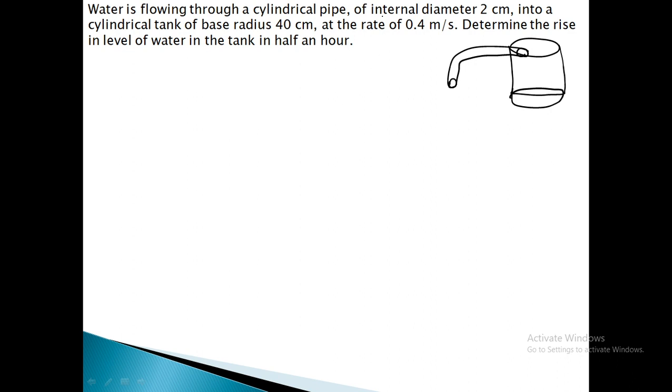Here we have given the internal diameter, that is 2 centimeter. And on the other side we have the cylindrical tank's base radius, 40 centimeter. Base means radius, and radius means half of the diameter, that is given as 40 centimeter. And this is the height of this cylindrical tank. Now here you can see water will flow through this pipe. This is the height of this pipe.